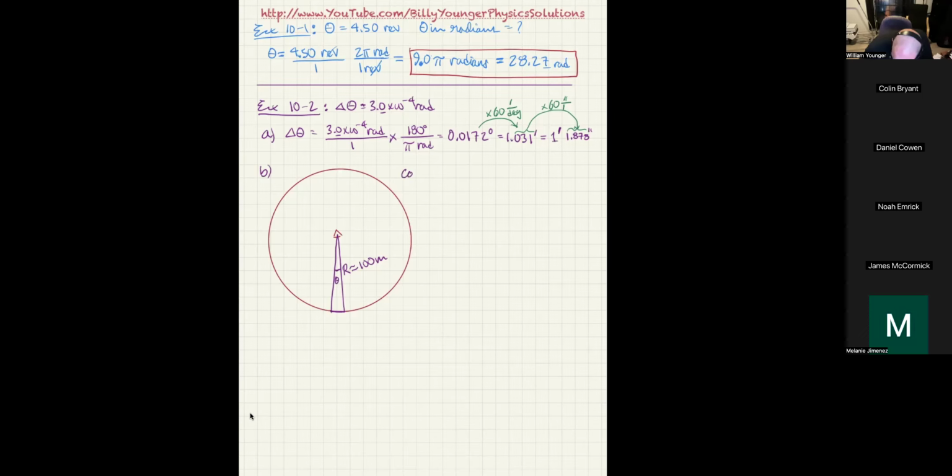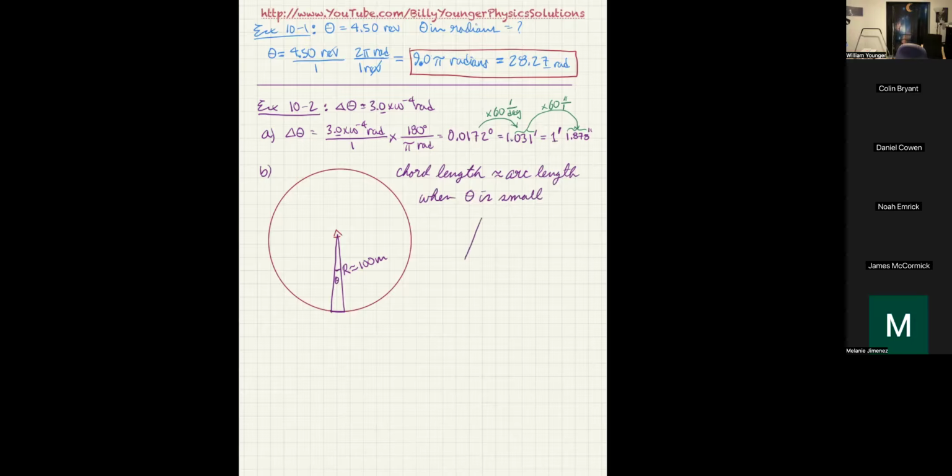So chord length, and I want to say that CHORD. Let me double check. I hate to say that. It's been so long since I typed that out. Yep, it is chord, CHORD. I don't know why I wrote CORD. Chord length is approximately equal to arc length when theta is small.